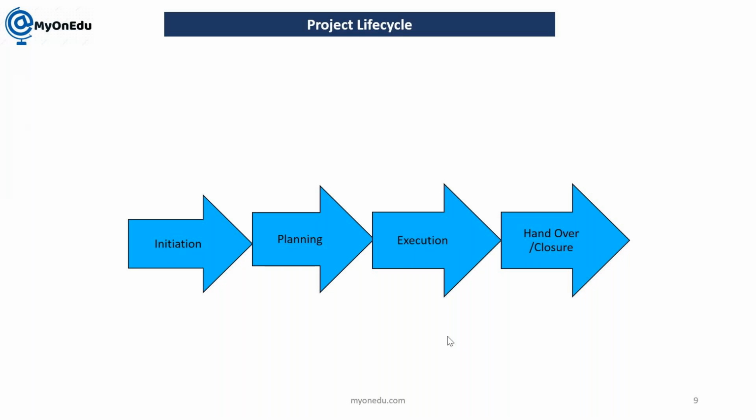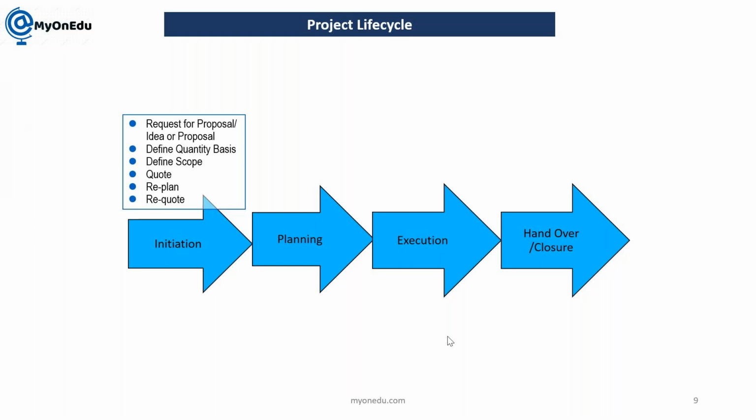Typically, here I've taken an example of a customer project. In a customer project, where a customer is there, this is an externally financed project, so just consider that scenario. When we are going to initiate a project, what activities can be there? Like request for proposal, or idea or proposal. In the case of a capital project some idea can be there, but in a customer project you may get a request for proposal from your client, from your customer. Based on that you are going to prepare the estimation.